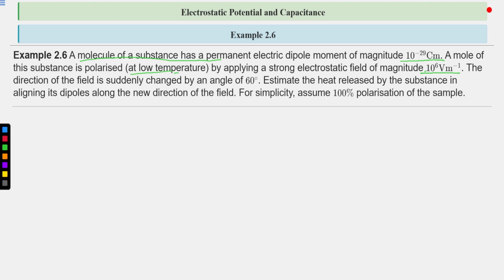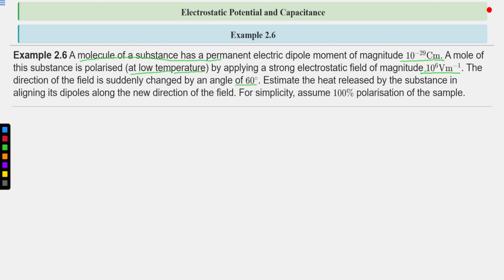Why low temperature? Because it helps to orient the electric dipoles in the direction of the strong electrostatic field easily. If the temperature is high, then thermal agitations will come into play, which will restrict the orientation of the electric dipole moment. So low temperature. Then, with the strong field of magnitude 10 raised to power 6 volt per meter, the direction of the field is suddenly changed by an angle of 60 degrees.